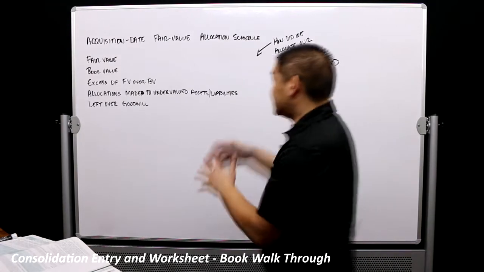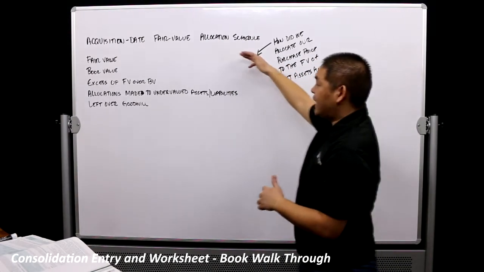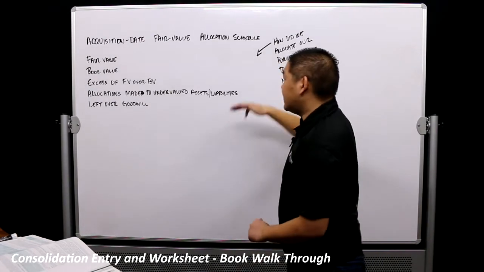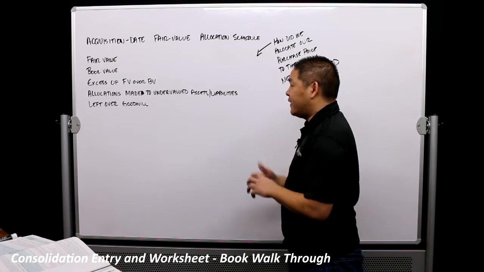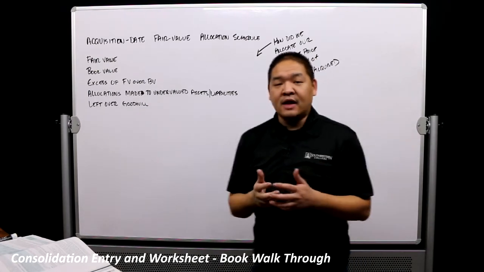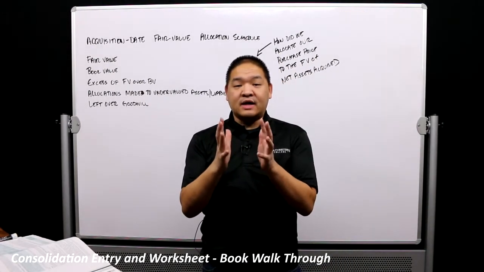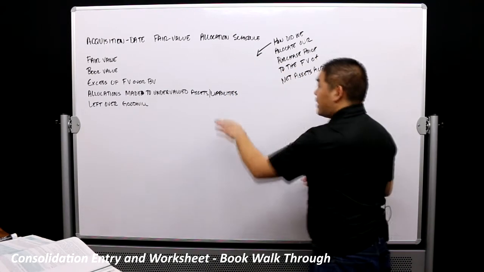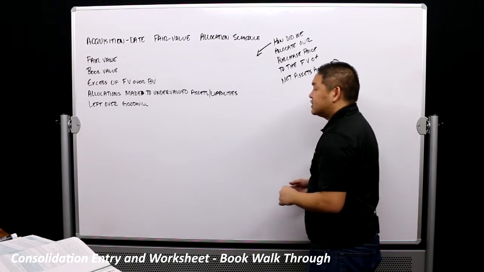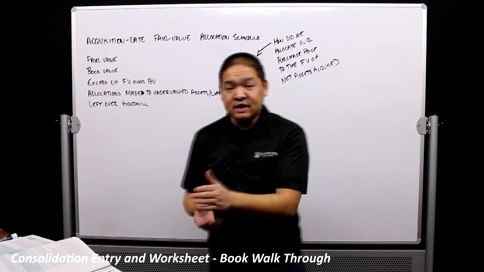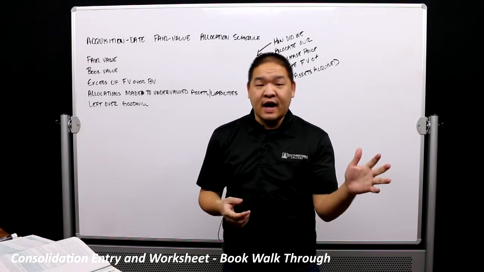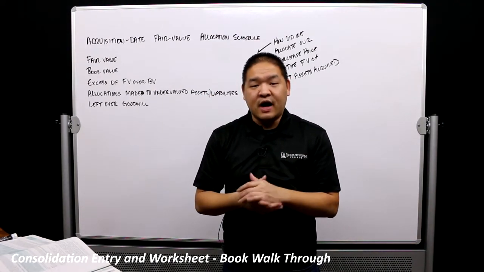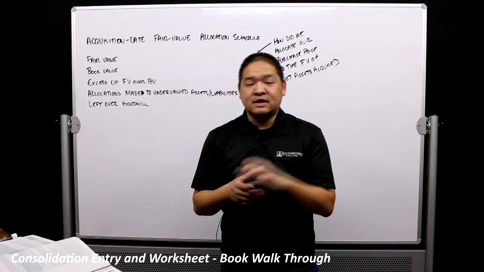So this is kind of what it looks like. We start with the fair value and then the actual book value of the company that we acquire. That gives us excess fair value over book value. Then remember that we allocate anything over that book value to the undervalued assets. So we have allocations made to undervalued assets. So if the assets are in the books for $100,000, but they should be $500,000, then $400,000 of our purchase price over book value would be allocated to that asset, and so on and so on.